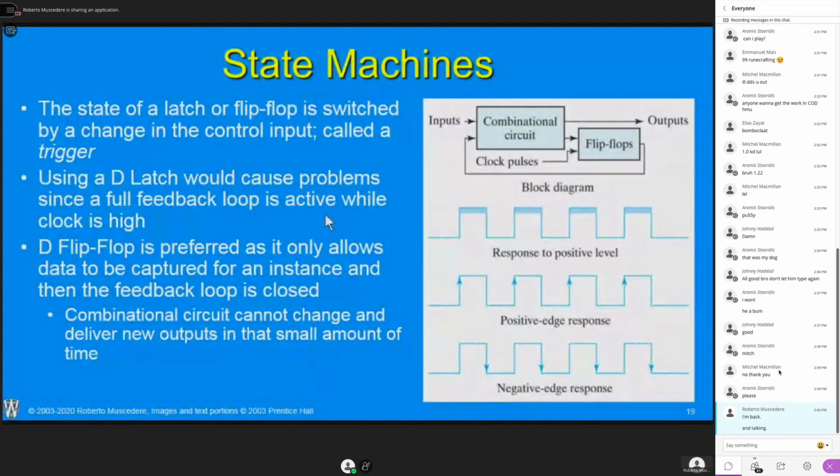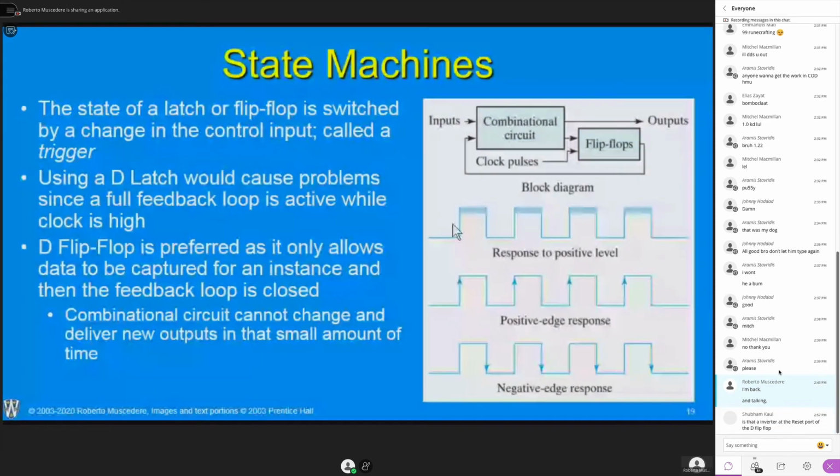A state machine is basically a combinational circuit combined with flip-flops. And we use a flip-flop because if we used a latch, assuming this was a latch, the output would be passed through as long as the signal is high.